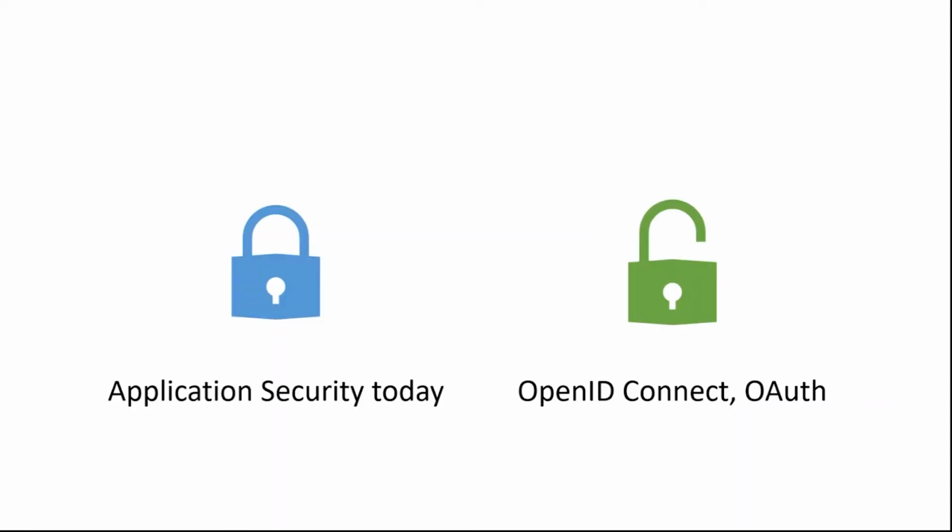So, two things I want to talk about. One is what you have to secure today, how applications look these days. It's no longer just a single application, but many applications. And then which flows and how you should secure this using OpenID Connect and OAuth.